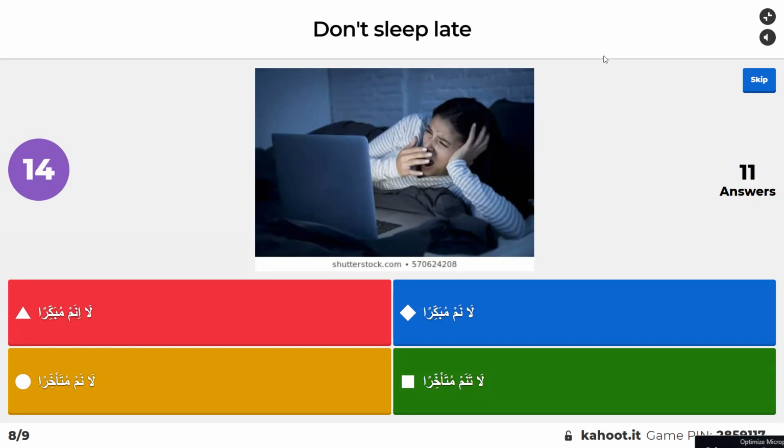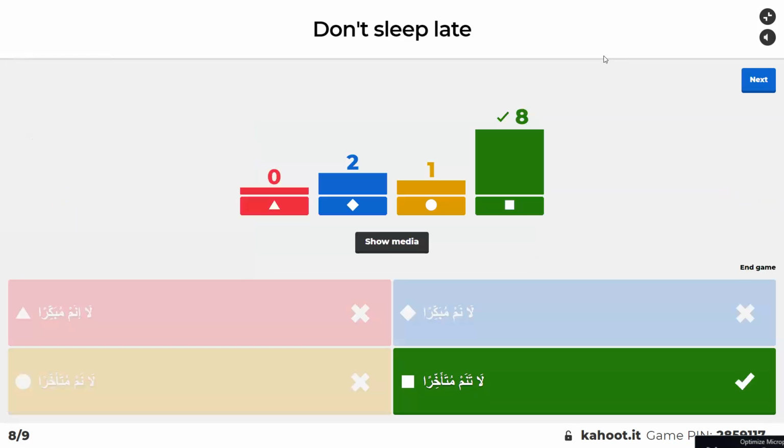15 seconds to go. Don't sleep late. Pay attention to late and don't sleep and mark the answer. 6 seconds to go, guys. Time is running out. La tanam mutaakhiran. Very good.